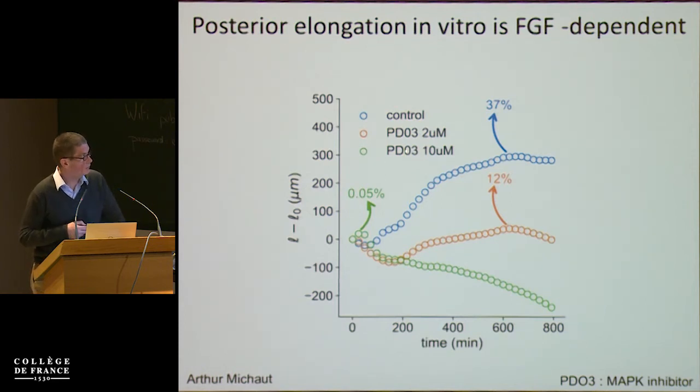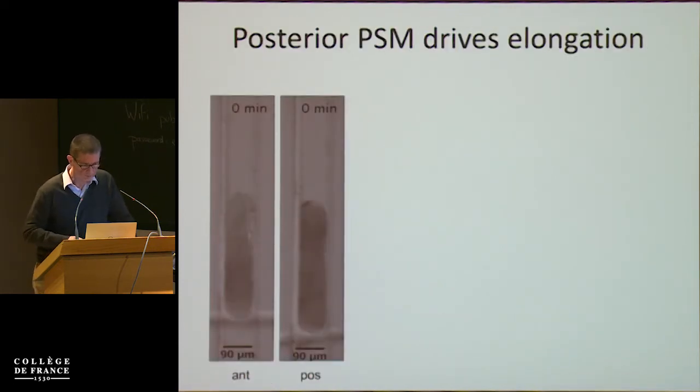And so what I'm showing you is PD03, which is a MAP kinase inhibitor. The MAP kinase is downstream of FGF signaling in this context. And as you see here, the higher the dose of PD03, the more you inhibit elongation. So you see that with 10 micromolar, you completely block elongation, while with 2 micromolar, you have a lower level of elongation. Which tells us that this elongation that we see in vitro is also FGF dependent.